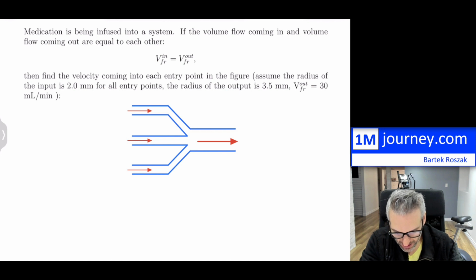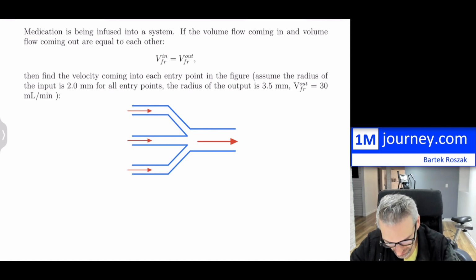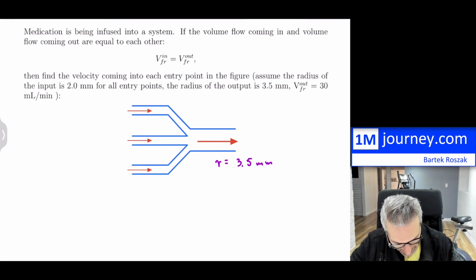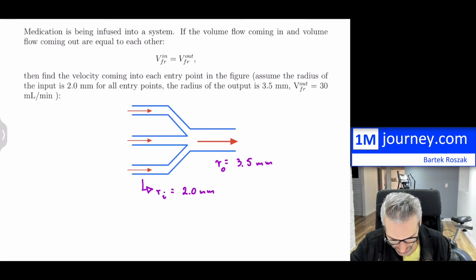Now find the velocity coming in at each entry point in the figure. Assume that the radius of the input is only 2 millimeters for all the entry points, so 1, 2, and 3. The radius of the output is 3.5 millimeters, so it's not that much bigger, but that's what we would have. So the radius over here is 3.5 millimeters, and the radius in all of these right here, I'll call it r out for that, this one is 2 millimeters. So this is what we have.